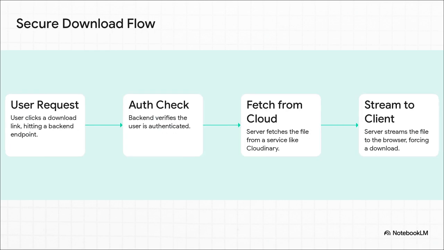And the reverse is just as secure, which is awesome. The user doesn't get a direct link to the file out in the cloud. Nope. Instead, they have to ask our backend for it. Our backend first checks, hey, are you allowed to have this? And then it fetches the file from the cloud and streams it down to them. Our server basically acts as a secure validation gateway.